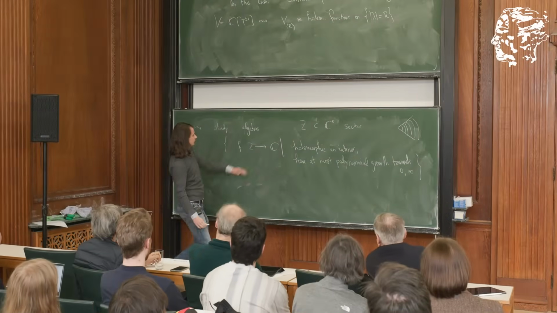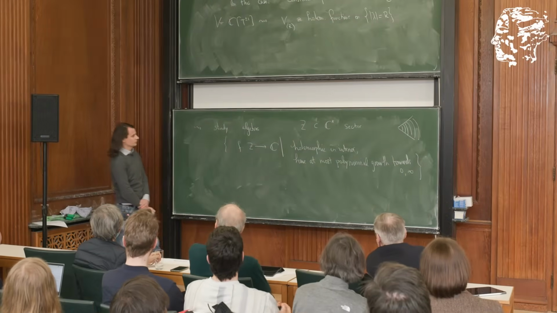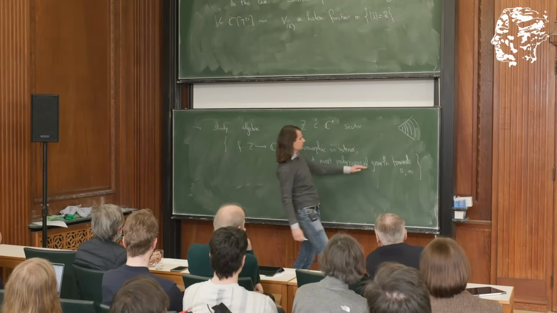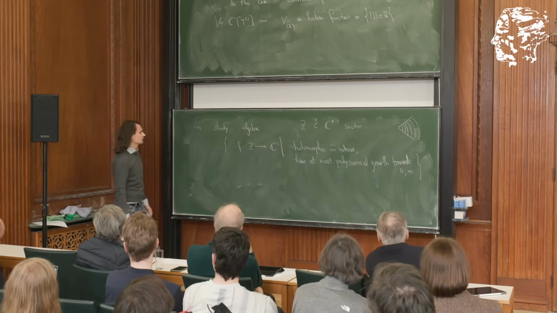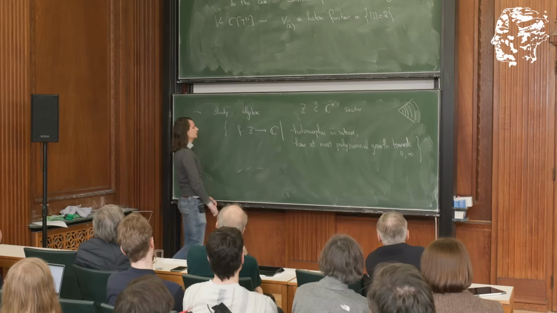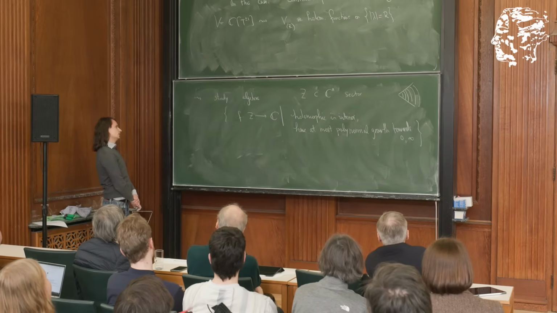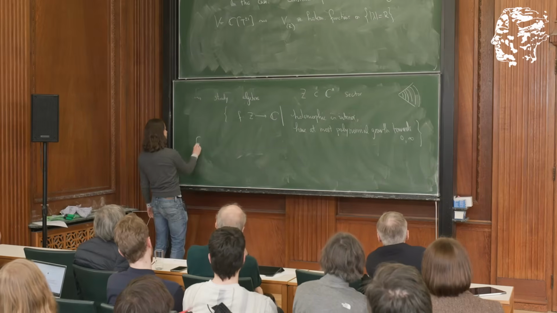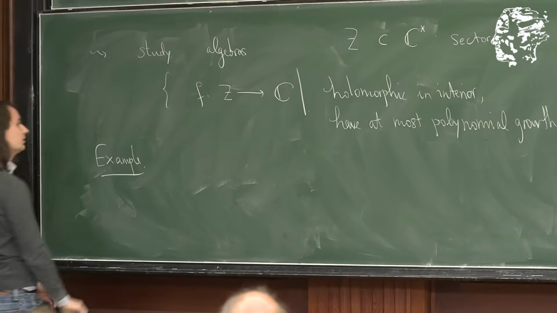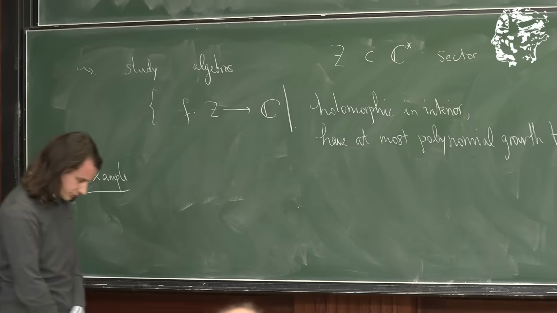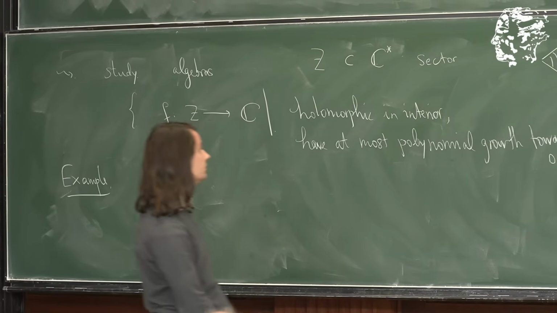Because locally near 0, if it has polynomial growth and then you multiply by a sufficiently large power of t, then you can make it even decay. So this is a natural class of functions to consider. And studying such algebras on sectors is a very traditional topic in complex geometry.